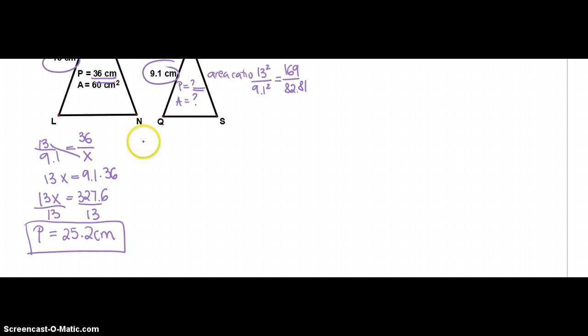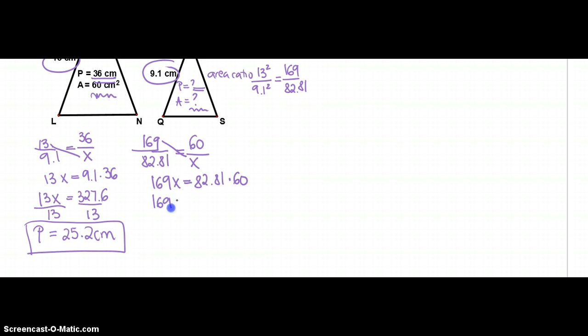So we're going to say that 169 over 82.81 is equal to the area of the first one, 60, over, we don't know the area of the second one, so that's going to be my x. Okay, so we have to use the area ratio to find the area. So we cross multiply, so we get 169x equals 82.81 times 60.